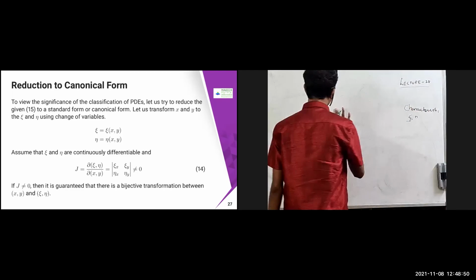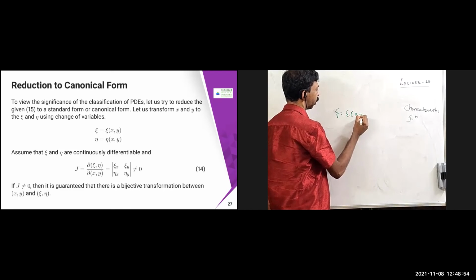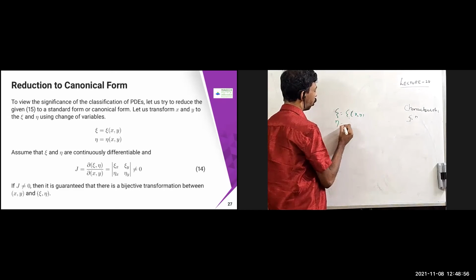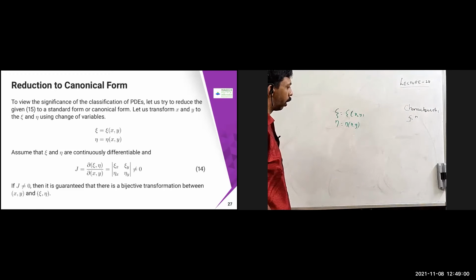Okay, so I have two variables: chi equal to chi of x comma y, and eta equal to eta of x comma y. Chi and eta are the two variables I'm going to use, so we are assuming that this is the change of variable I'm going to use.